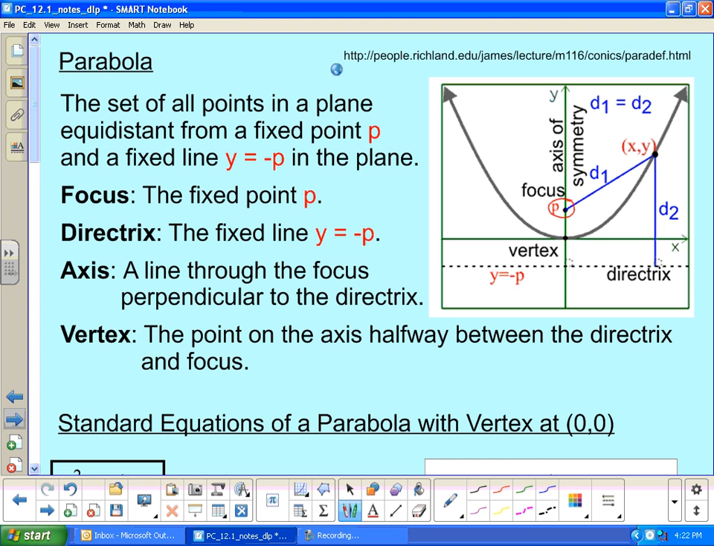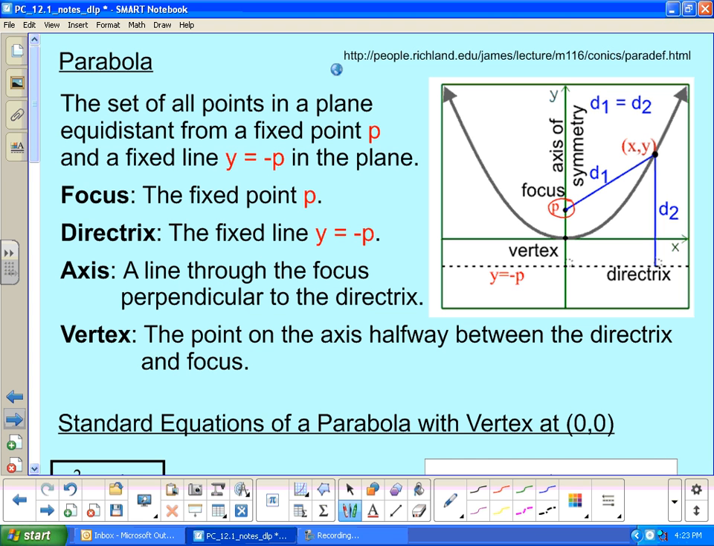And that focus, by the way, for our parabolas will always be, you consider the parabola wrapping itself around the focus. That will always be the case, whether our parabola faces up or down or right or left. Our focus will always be wrapped up by the parabola.